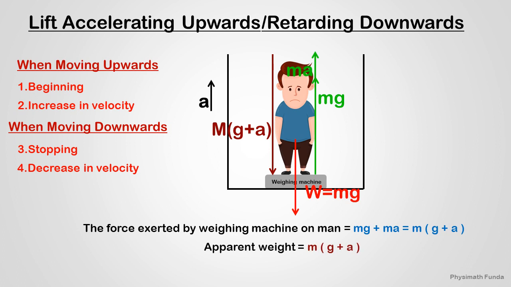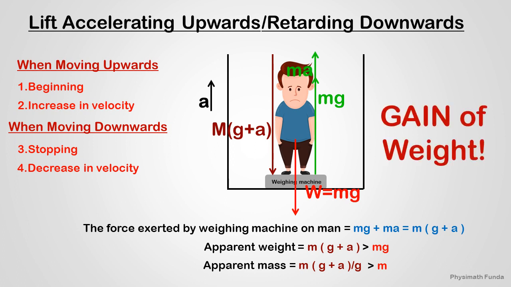This is what you feel as your weight. So your apparent weight is m times (g plus a). This is also the normal force on the weighing machine. So the reading it gives will be your apparent mass, which is equal to m times (g plus a) upon g. So in this case, it is very evident that your apparent weight is greater than your actual weight mg, and your apparent mass is greater than your actual mass m. So in this case, you have an apparent gain of weight.